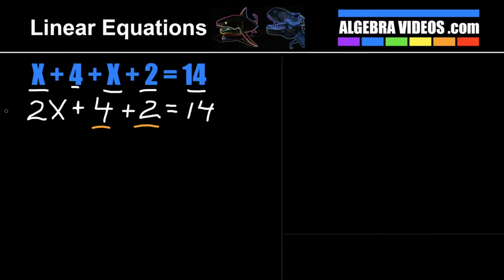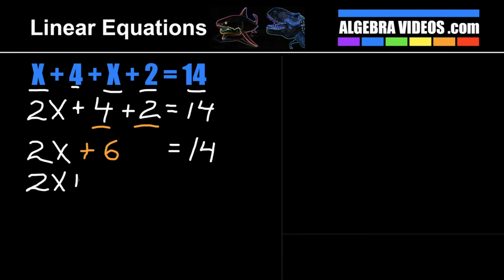So I'm going to rewrite the equation. Let me just start again with white. So I'm just going to bring down this 2x. That's unchanged. That's this right here. Just bringing that down, unchanged. The terms I'm combining are 4 plus 2, so 4 plus 2 is 6. So I'm going to combine those two and just call that a plus 6. And then over on the other side of the equation, nothing has changed. That's still 14. So let me just rewrite that. 2x plus 6 equals 14.